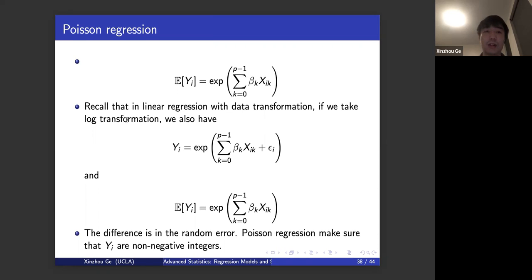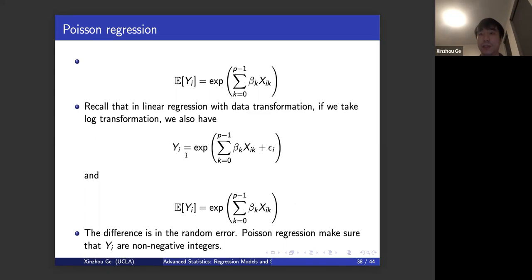So if we take the log transformation of the y, we also have that log yi comes from a linear combination of the predictors. And in that case, yi can be expressed as the exponential of this linear model expression. We can also see that in this case, the expectation of yi has the same formula as the Poisson distribution. So these two things are quite similar.